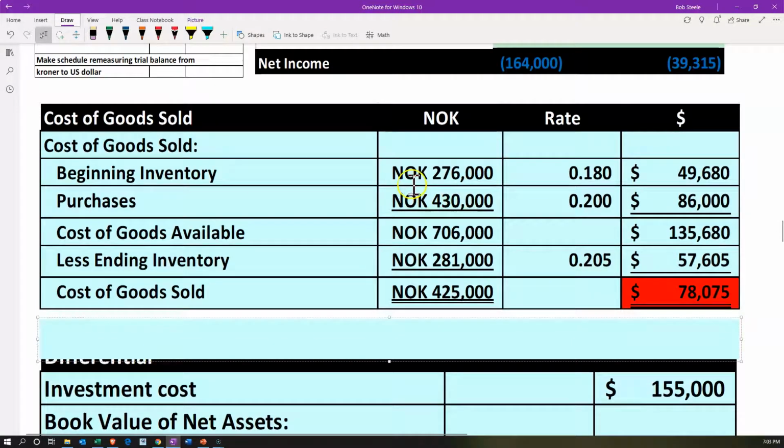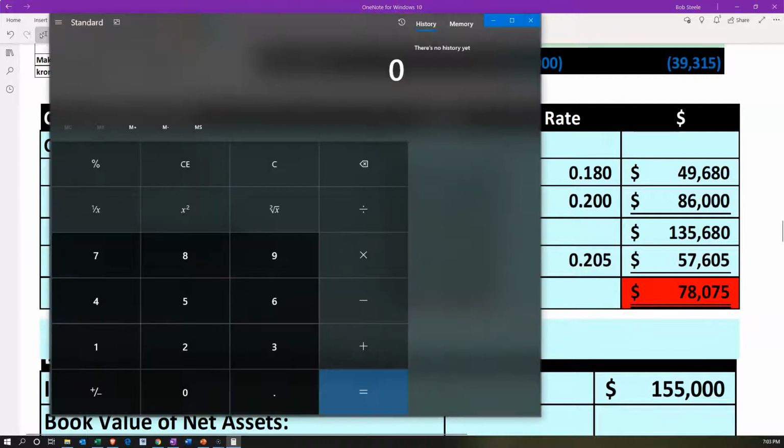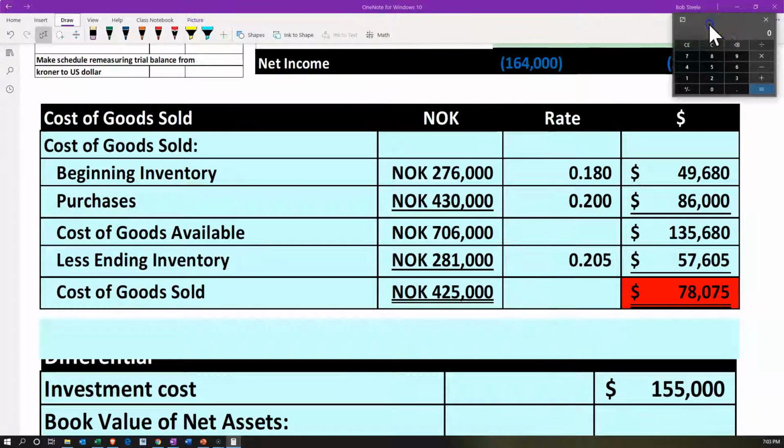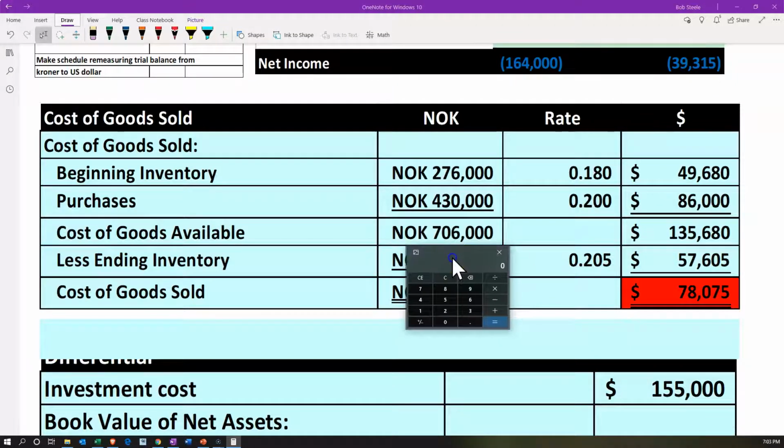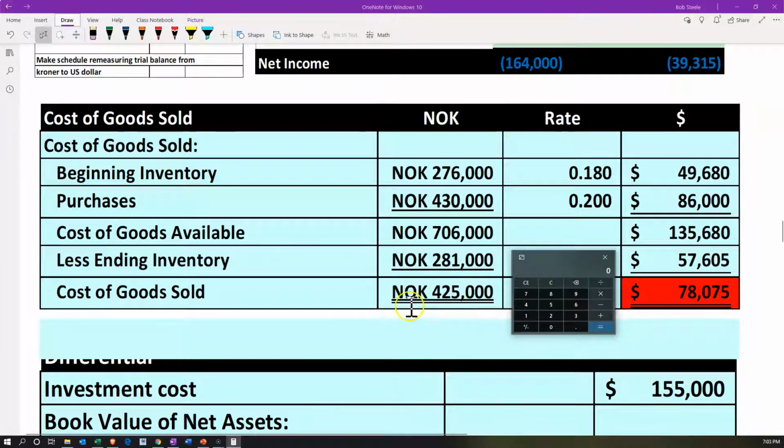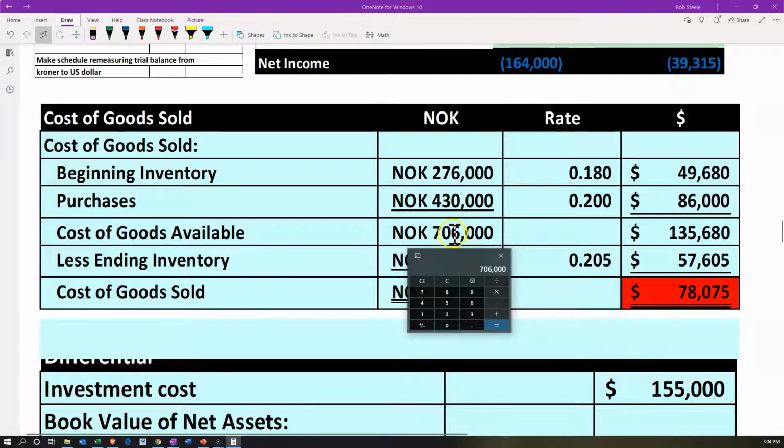So if we were to back into that beginning balance, which is what we didn't know, we'd say, all right, the cost of goods sold, 425,000, plus the 281,000 is going to be that 706,000. This is the goods available for sale. And we know that this plus this is the goods available for sale. Therefore, the 706,000 minus the 430,000 would back us into the beginning inventory of the 276,000, which was the unknown.